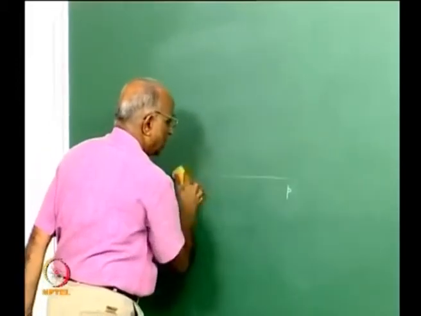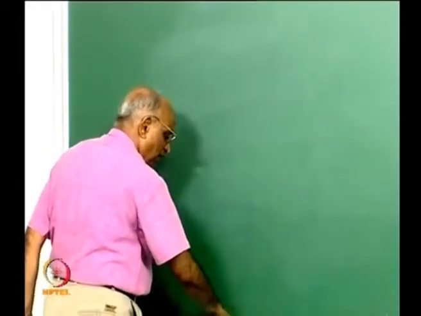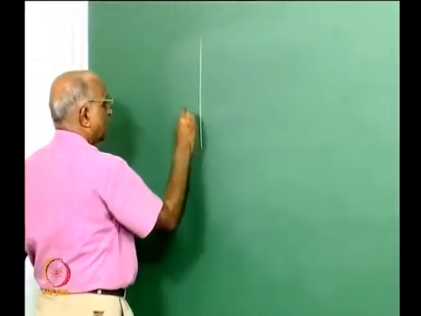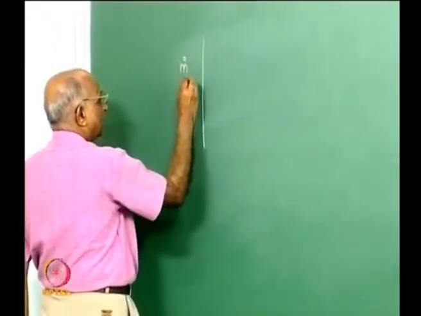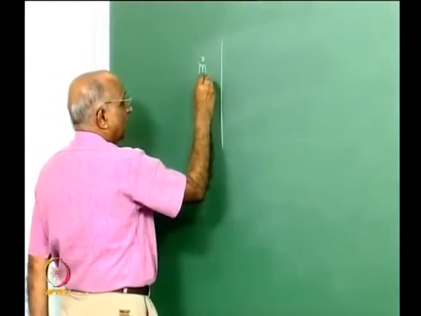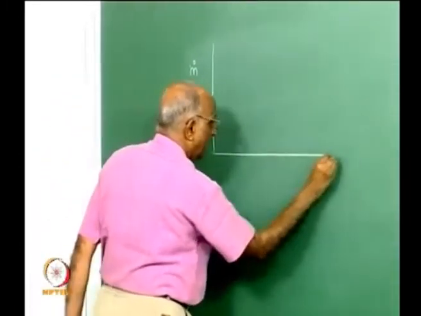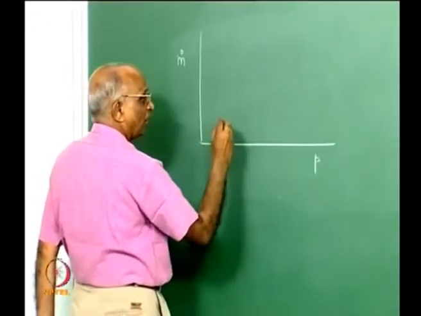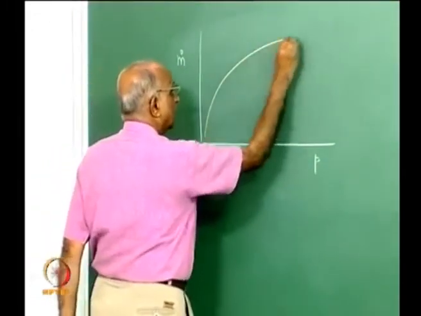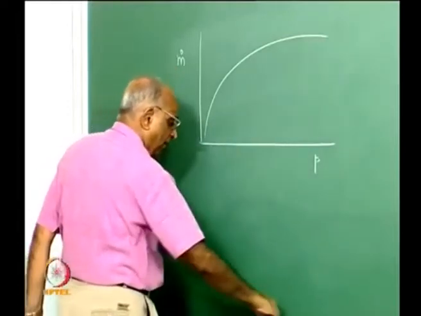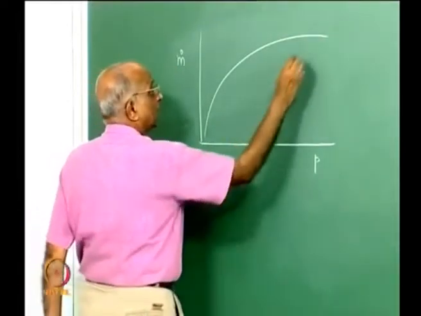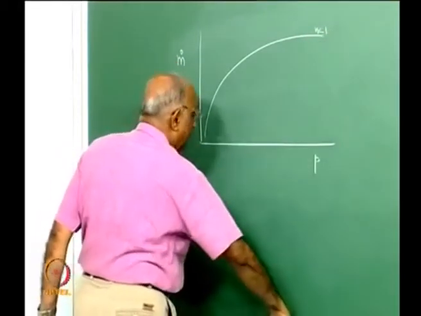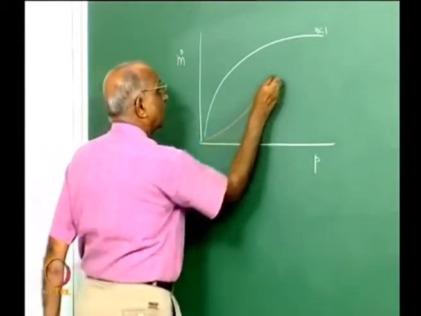Let me now plot all three together on a single graph. Let me have my axis here, which is mass generation, or mass which is leaving the nozzle, as a function of pressure. Let me put the value first for n less than 1, I get a curve like this. If I have n greater than 1, the curve is like this.